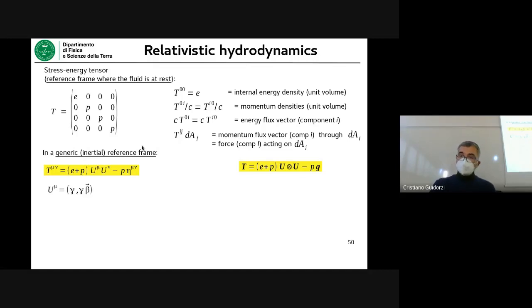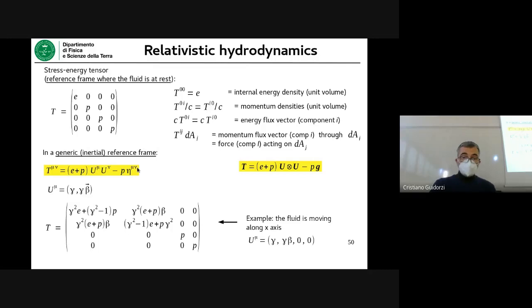This is just a more geometric, coordinate-independent definition of the same object, while here you see the notation with contravariant indices. In particular, if we consider the easiest case of a boost along the x-axis, the four-velocity takes this form, where both y and z components vanish. It's advisable to check this out. In the frame in which the fluid is moving with a Lorentz factor gamma parallel to the x-axis, the components of the stress-energy tensor assume this form. You see again that the time-like component gets mixed with the space-like component along x.